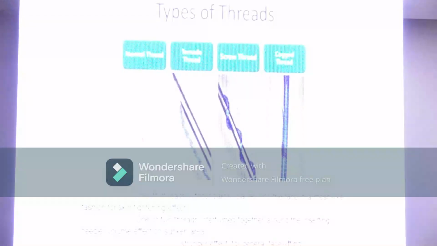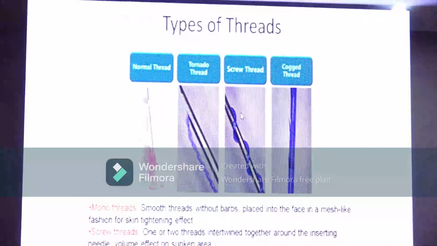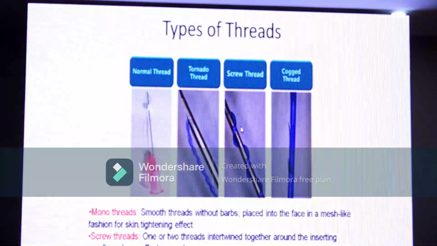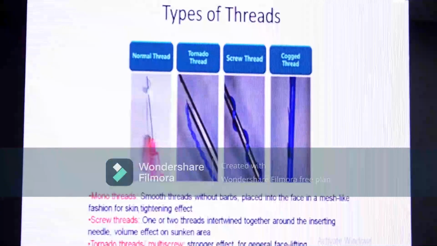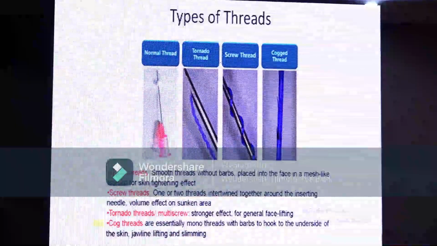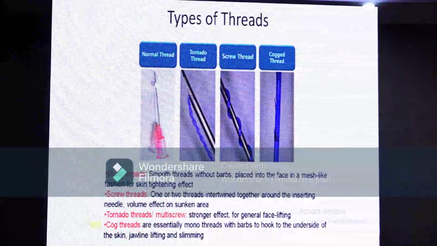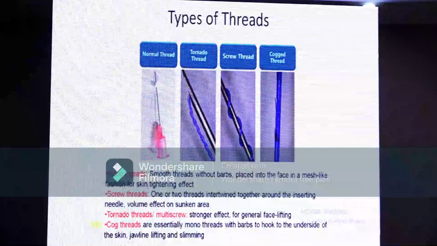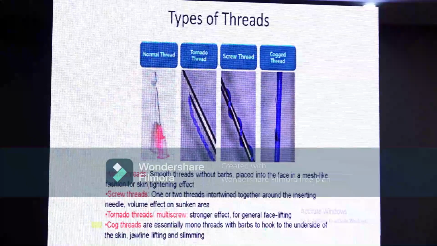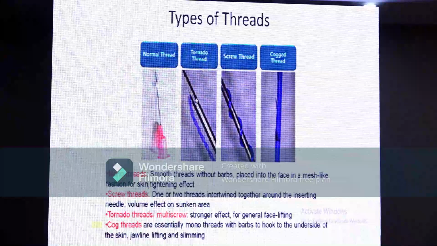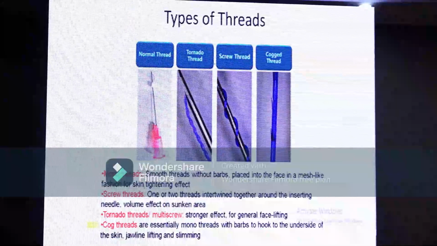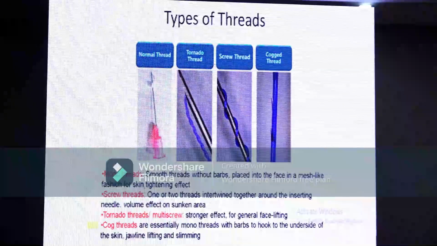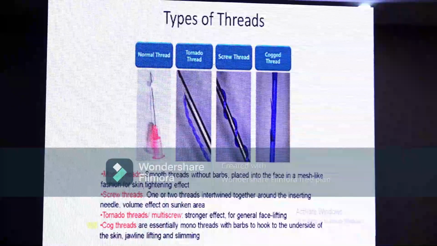The second one is screw thread. Why is it called screw thread? Because one or two threads are intertwined together around the inserting needle. These are used for giving volume effect on sunken areas. Tornado threads or multi-screw threads are used when a stronger effect is required, and they are used for general facelifting.